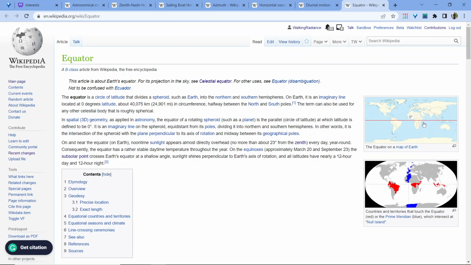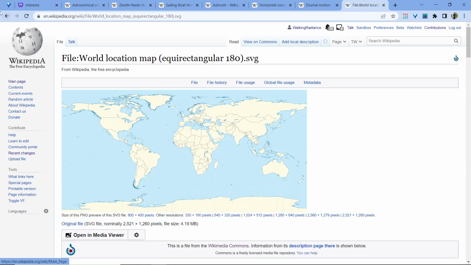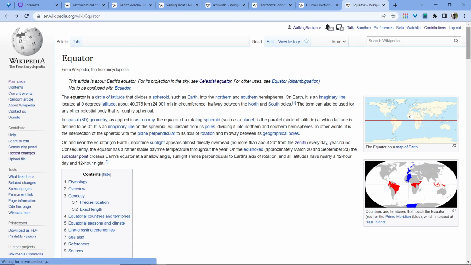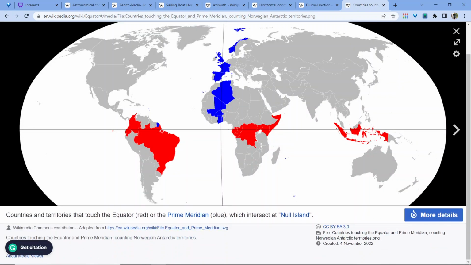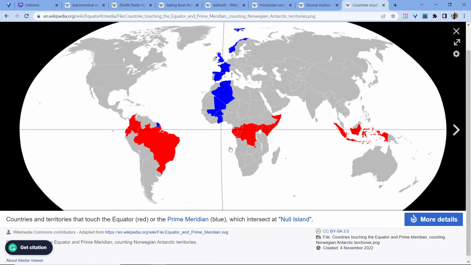The equator on a map of the Earth, with countries and territories that touch the equator in red, or the prime meridian in blue, which intersect at Null Island.